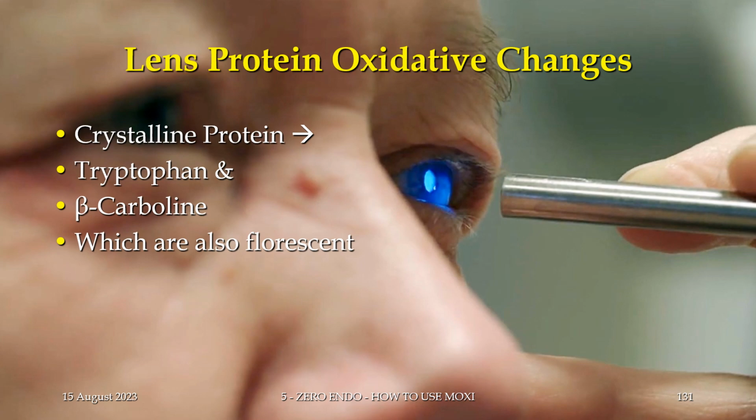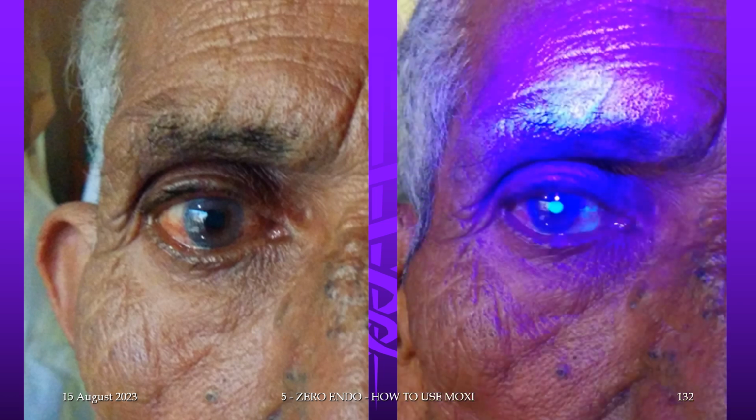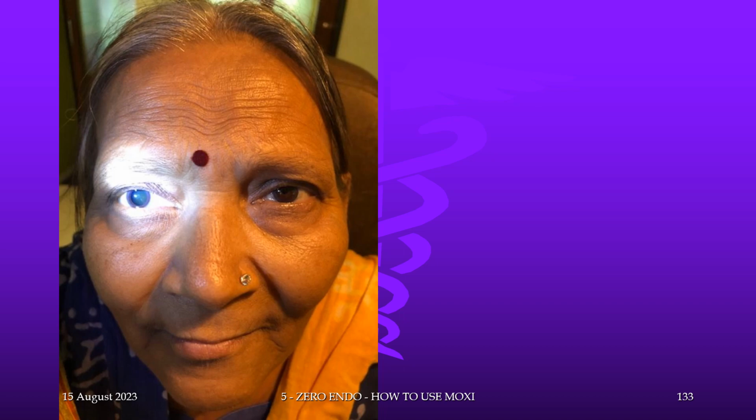When the human lens protein undergoes oxidative changes, the crystalline protein of the lens accumulates tryptophan and beta-carbolin, which are also fluorescent to a certain extent. To detect or demonstrate the presence of cataract, just shine the Moxi glow and the cataract will shine like radium or phosphor. It's a very nice demonstration to patients' relatives to show them what is the cataract.